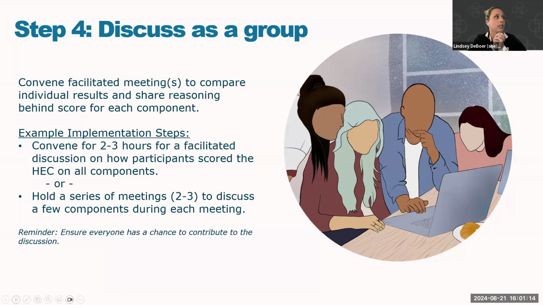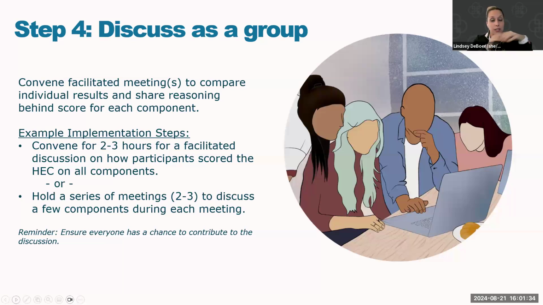This could be done in a couple of ways. It could be done as one large meeting, where everybody sits down with their individual score sheets and you have a facilitated discussion. You share, component by component, what everybody ranked and why, and then come to an agreement.